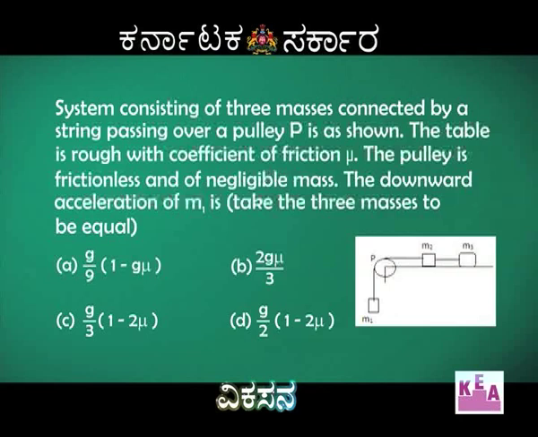The table is rough. So, the table on top of which the blocks number 2 and 3 have been placed is rough with friction coefficient mu. Find the downward acceleration of m1. So, what is the acceleration with which m1 is going to move? Fine, that is the question.